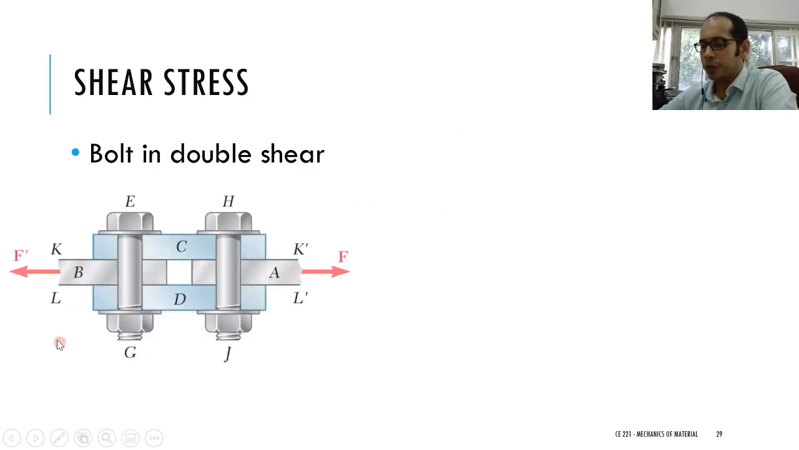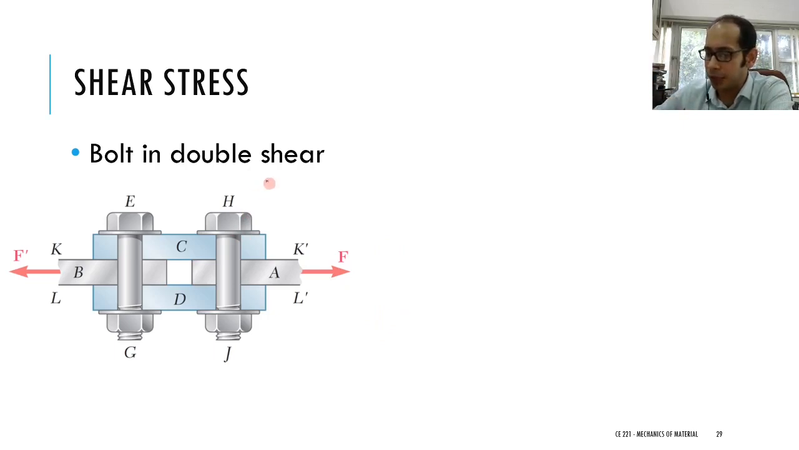Next, what I'm going to present to you are bolts which are in double shear. Again, you have a system of bolts and plates over here. So you have one bolt EG and another bolt HJ, where there is a plate C over here, a plate A, plate B, and a plate D. What you're essentially doing is pulling it with two maybe equal and opposite forces over here. So the whole system is in equilibrium. Now, if you go and look a little deeper into this, remember that if your whole system is in equilibrium, the parts must also be in equilibrium.